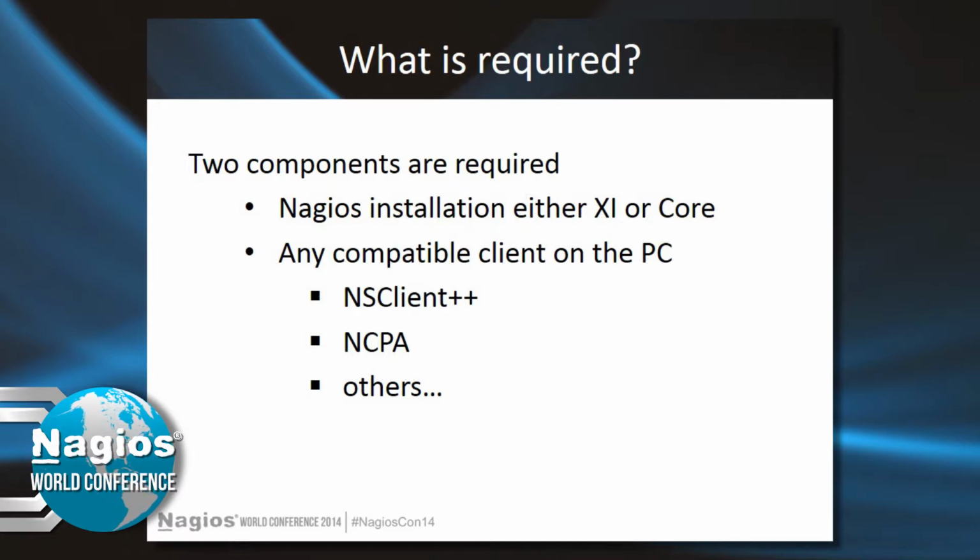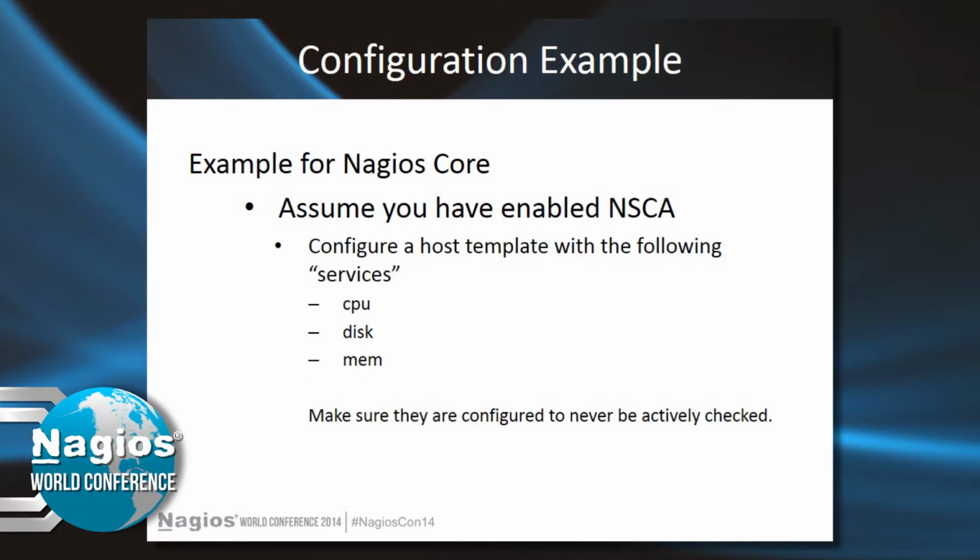So this originally had a lot of configuration, and I scaled it back just to the idea behind it. So an example of Nagios Core, you would enable the passive reporting coming in. You configure a host template, and we configure it with these services: CPU, disk, and memory. Disk was something that we ummed and ahed about whether or not we should include it. We already monitored disk usage with our antivirus software. And memory, obviously, is something we really wanted. And just make sure that they're configured to never be actively checked.